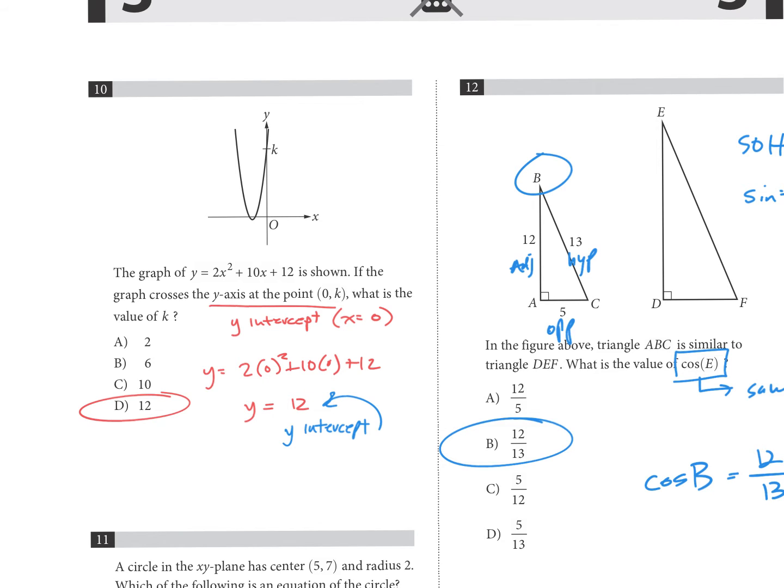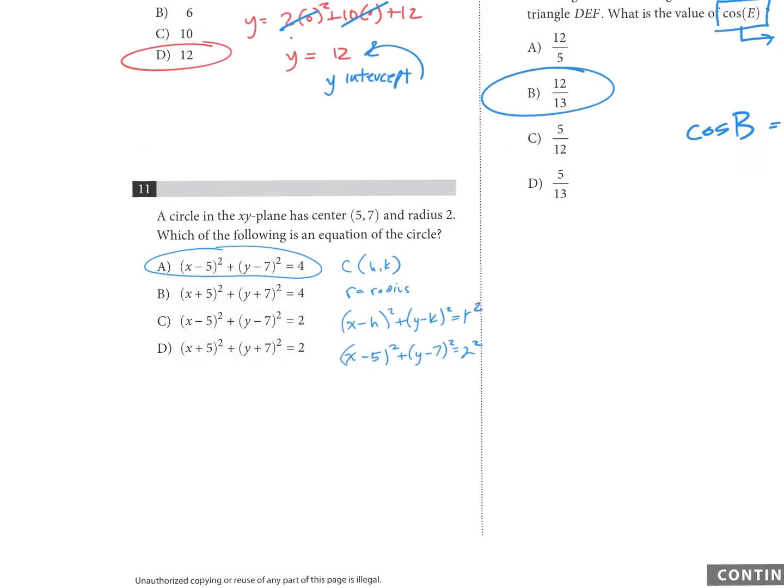What that does is that makes these things go away, right? 0 times anything is 0. So it ends up giving you 12. So the y-intercept is 12. So that's a pretty quick one if you remember y-intercepts.